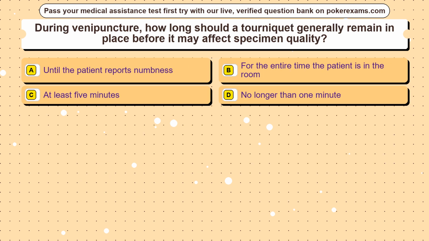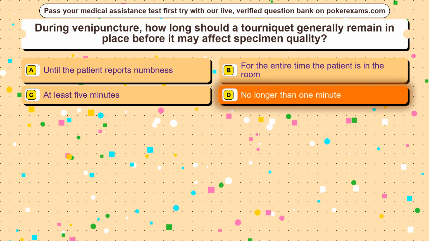Question 19. During venipuncture, how long should a tourniquet generally remain in place before it may affect specimen quality? Option A. Until the patient reports numbness. Option B. For the entire time the patient is in the room. Option C. At least 5 minutes. Option D. No longer than 1 minute. The correct answer is option D.